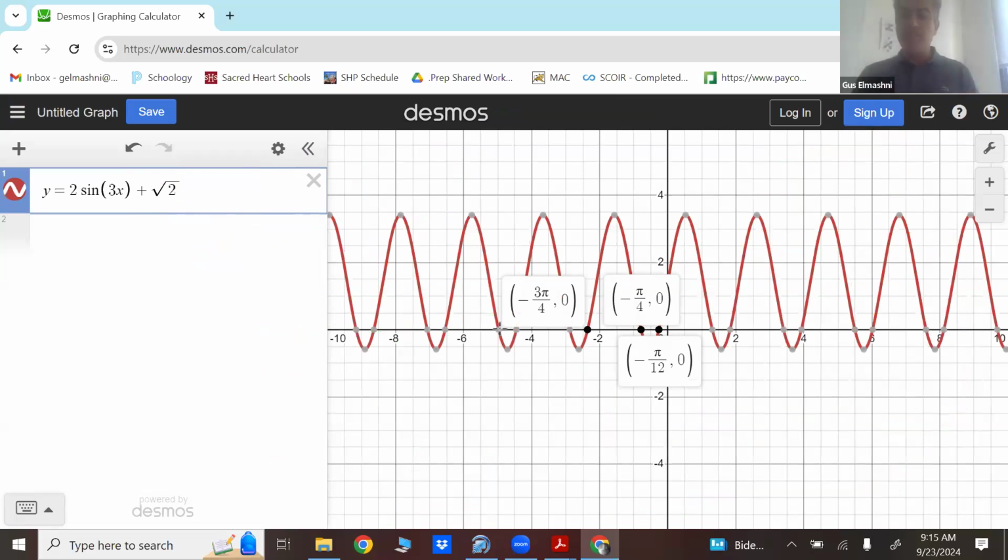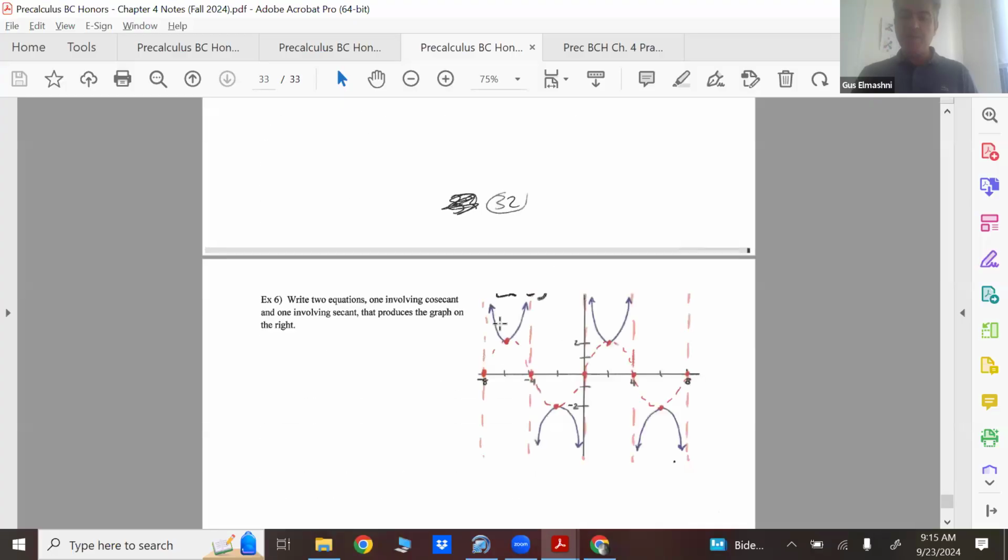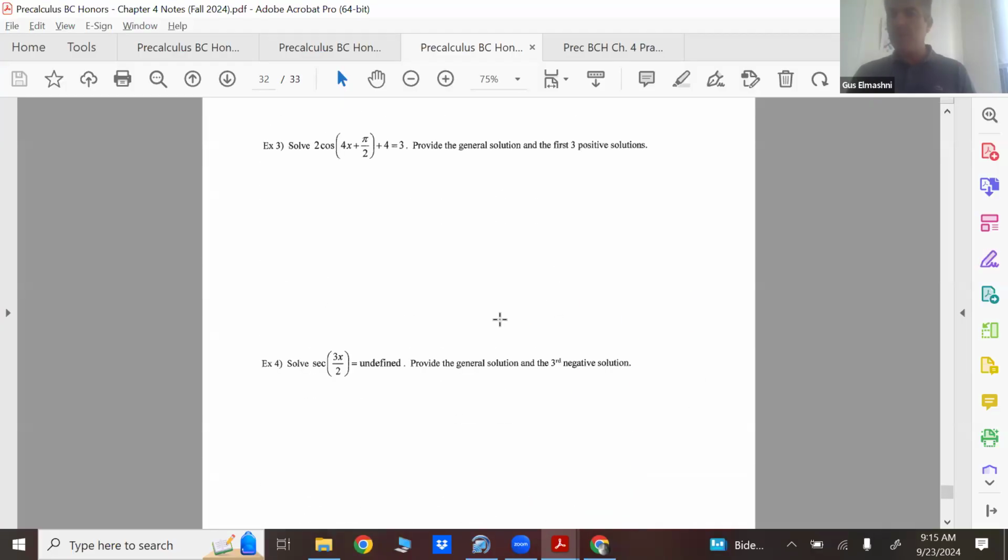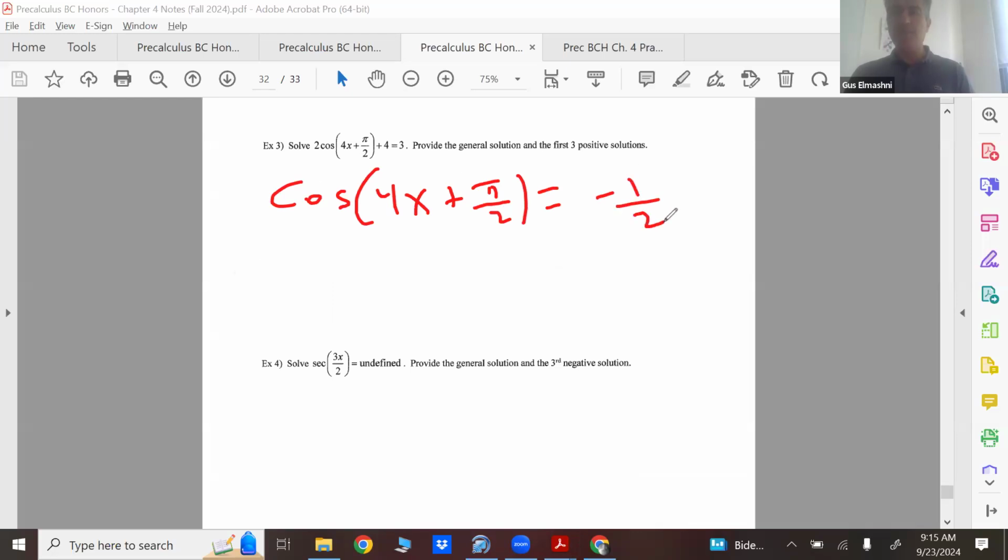So now that we've done one of these, let's try another one. Let's look at the next one here. Example 3. All right. Move the 4 over and divide 2. I trust you guys can do some of the algebra steps. You can combine 2 or 3 algebra steps at once. So subtract 4, divide 2. Does that make sense how I got that? Then 4x plus pi over 2, that's my angle.